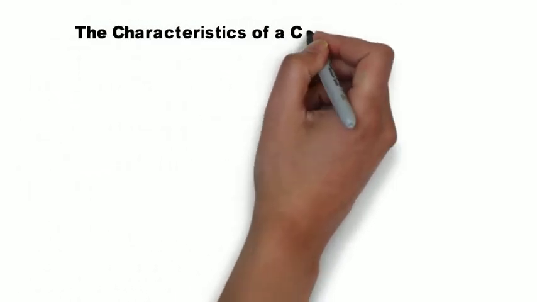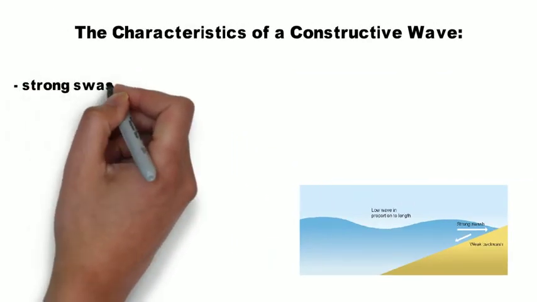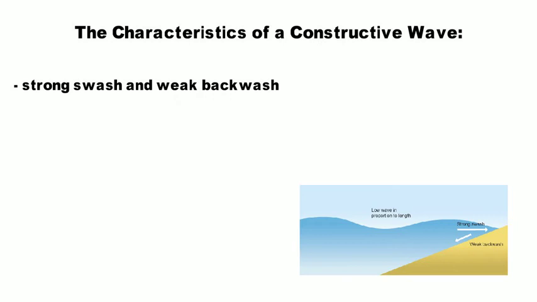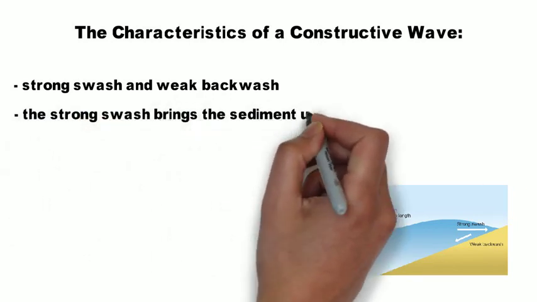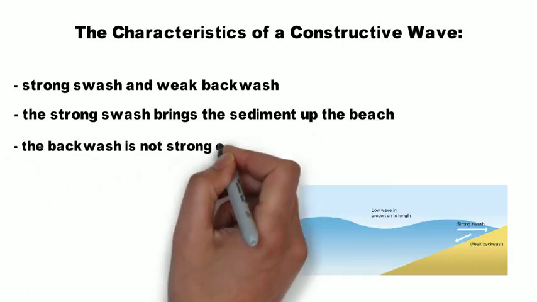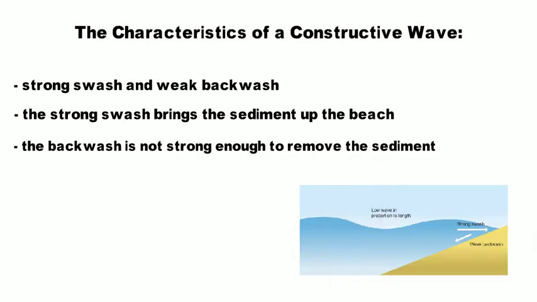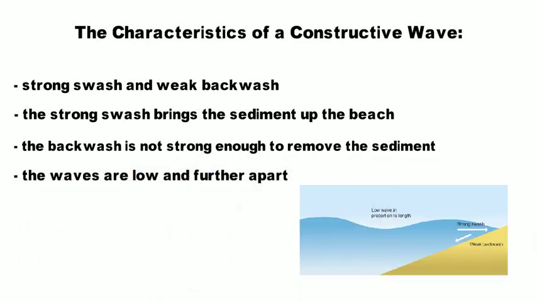The characteristics of a constructive wave are a strong swash and weak backwash. The strong swash brings sediment to build up the beach. The backwash is not strong enough to remove the sediment, and the waves are low and further apart.